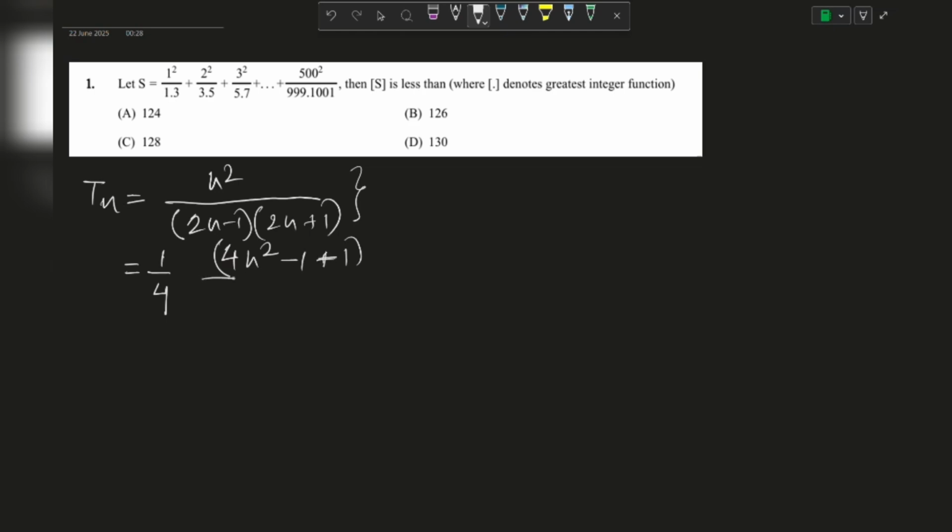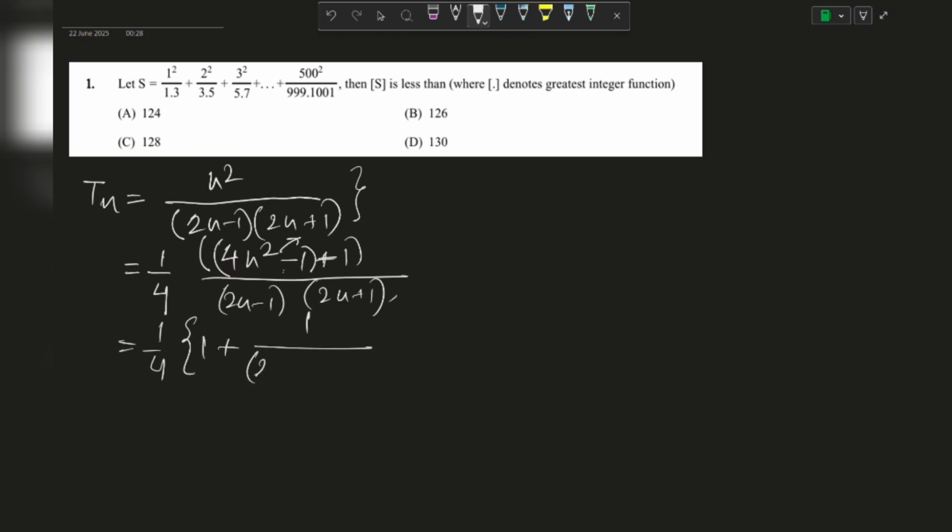This is divided by (2n minus 1) into (2n plus 1). If we split this, I will give an extra bracket. This is 4n squared minus 1, so this is basically this product. If we split these two terms, this will come out to be 1 by 4 whole multiplied by 1 plus 1 divided by (2n minus 1) into (2n plus 1).